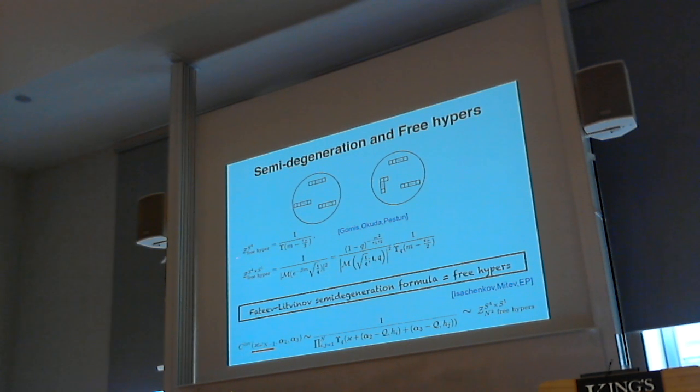The answer for the free hypermultiplet in 4D was computed by these guys. The 5D partition function for a single hypermultiplet. And then you take the Fatevlut-Vinov denominator, this is what I told you, that this is the invariant part, and you can just do the change of variables that I described, and you immediately can see that this is the partition function of the hypermultiplets.